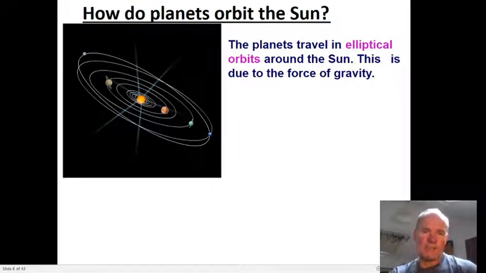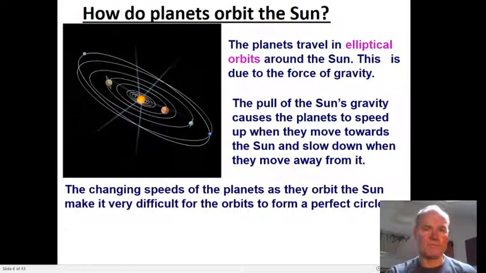Okay, how do planets orbit the Sun? Planets, as we should know from our previous lesson, travel in elliptical orbits. That's not perfectly circular, slightly squashed circular, and that's held in orbit by the force of gravity, which I'm sure is not too radical for us. The pull of gravity causes the planets to speed up when they move towards the Sun and slow down when they move away from it.